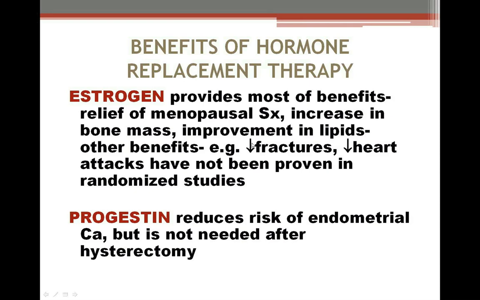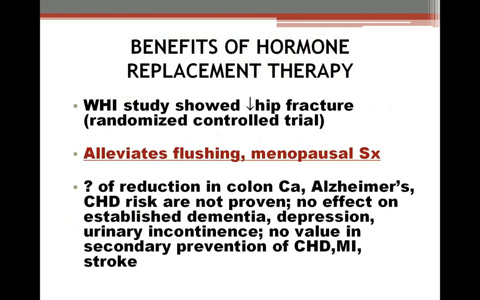And there are certain benefits to hormone replacement therapy. Estrogen provides most of the benefits: relief of menopausal symptoms, increase of bone mass, some improvement in lipids, perhaps a decrease in certain types of fractures, but in randomized studies, the actual health outcomes have not been proven because a lot of these things, such as improved bone mass and improvement in lipids, are just a proxy. They're just a marker for the real outcome you're looking for, which is bones which don't fracture as readily and decreased heart disease. And progestin, as I said, reduces the risk of endometrial cancer in women who are on hormone replacement, but it's not needed after hysterectomy.